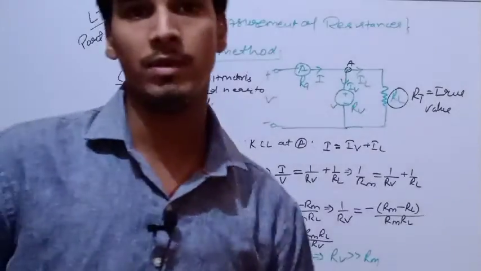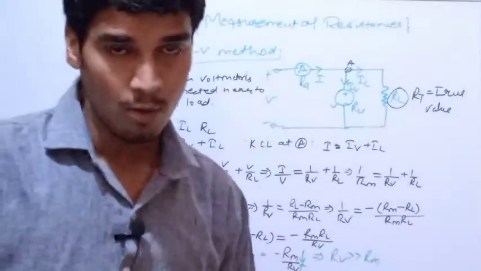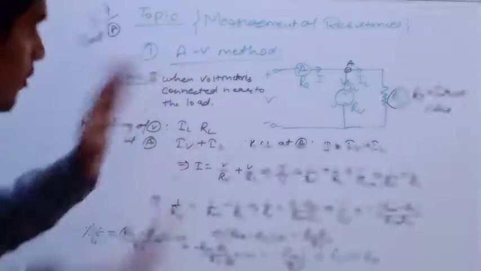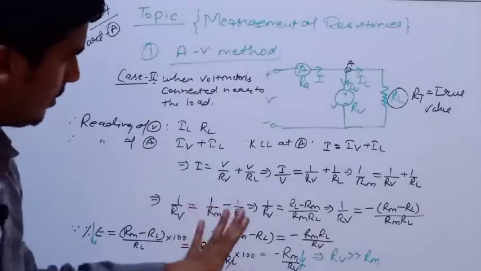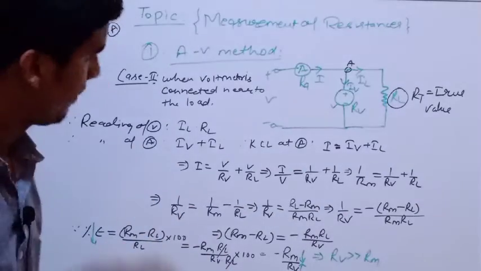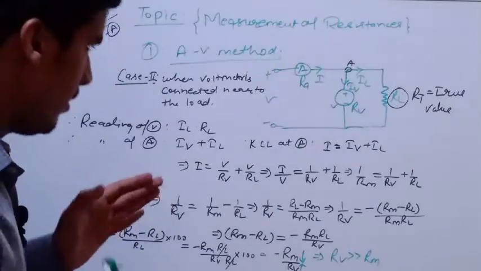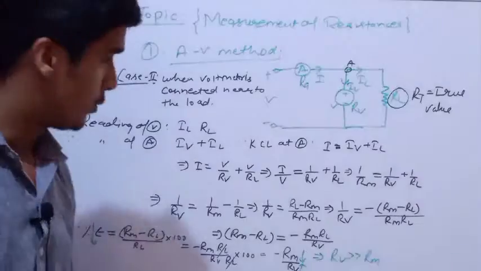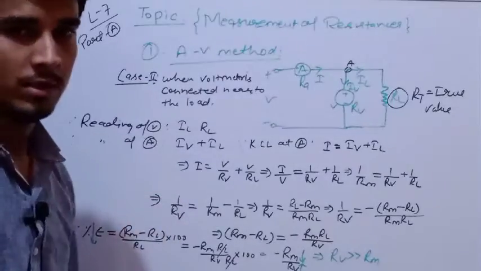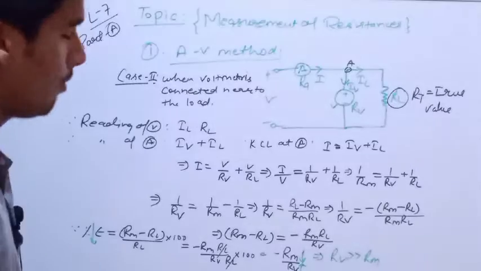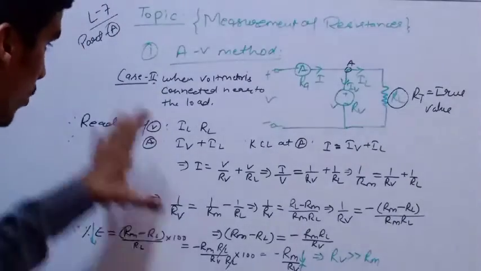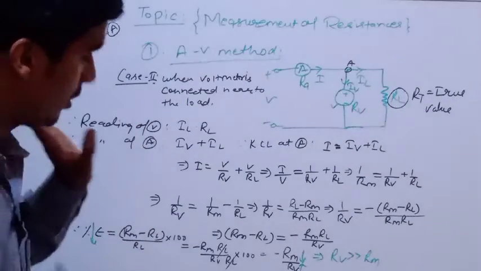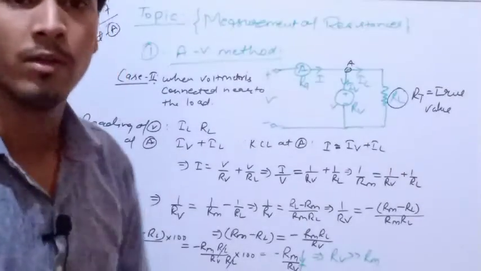In the next lecture we will cover examples based on this method, the ammeter voltmeter method. This is the derivation. This is a little bit tough derivation. In examinations, case number 1 is more preferred, but from the concept point of view we have to also cover case number 2.